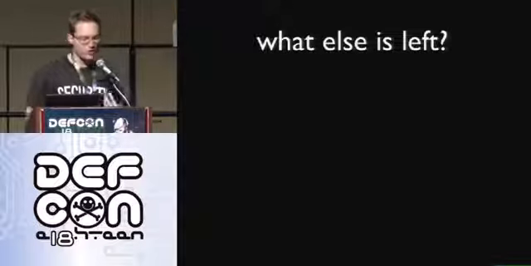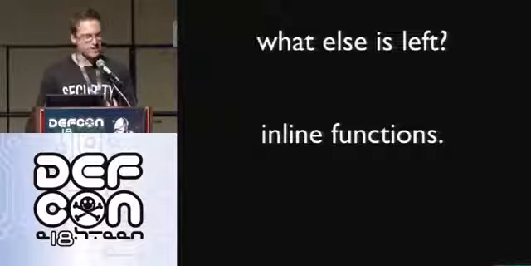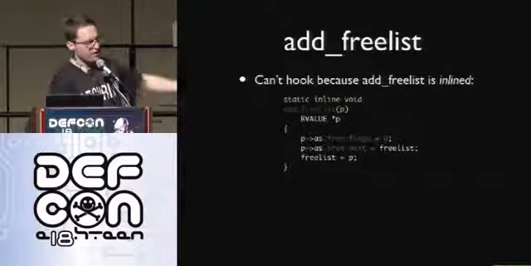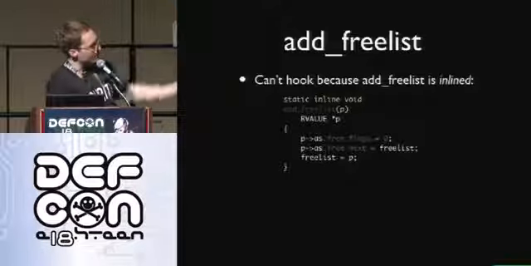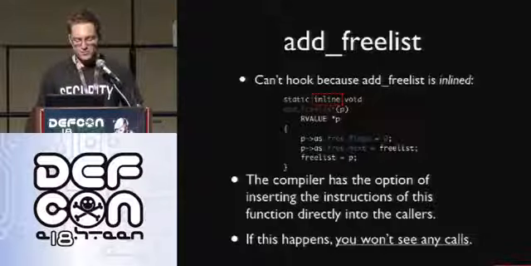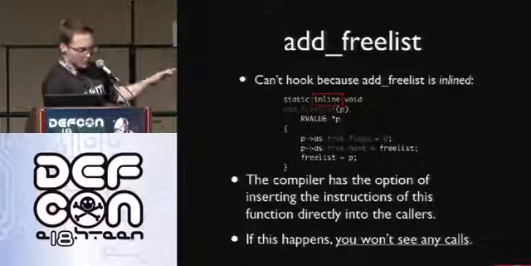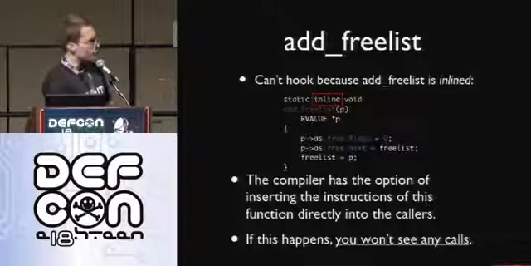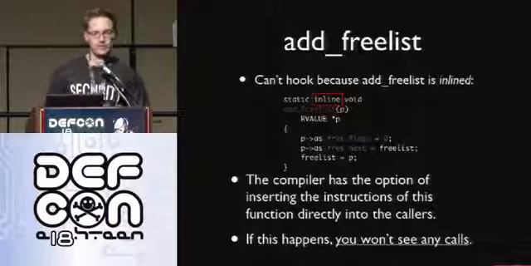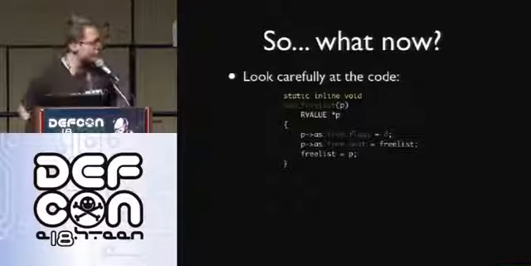Okay, so we know how to hook two types of functions, but there's a third type that also matters, inline functions. And this is actually really tricky. There's a function that I needed to hook to build this memory profiler called add free list. But the problem with trying to hook add free list is that it's marked as inline, which means that the compiler has the option of inserting the instructions for this function directly into whoever is calling this function. So if that happens, you won't actually see any explicit call instructions in your binary. So what do we do now? Are we stuck, or is there a way around this?